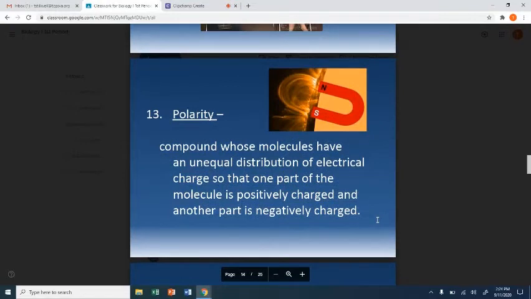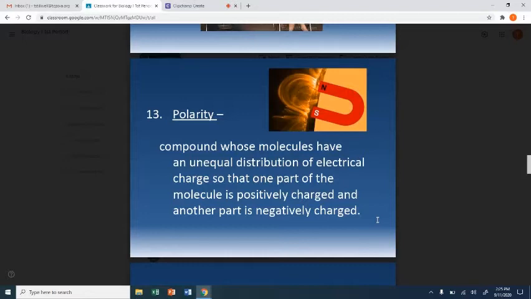Polarity is a compound whose molecules have an unequal distribution of electrical charge, so that one part of the molecule is positive and the other part is negative. Water is a polar molecule. The end with the oxygen has more of a negative charge. The end with the hydrogens has more of a positive charge. Because the molecule has a positive end and a negative end, it's like a magnet.